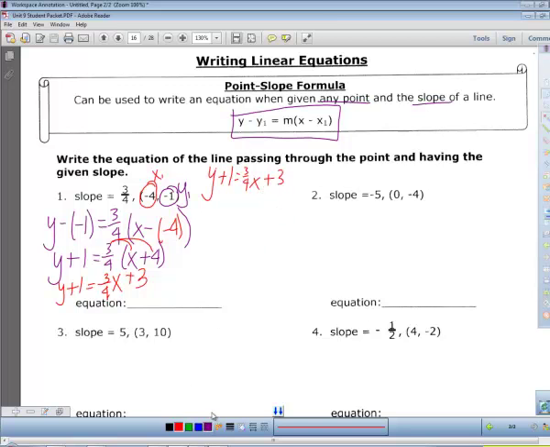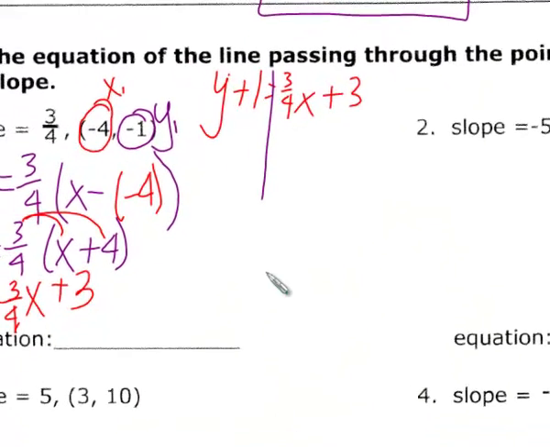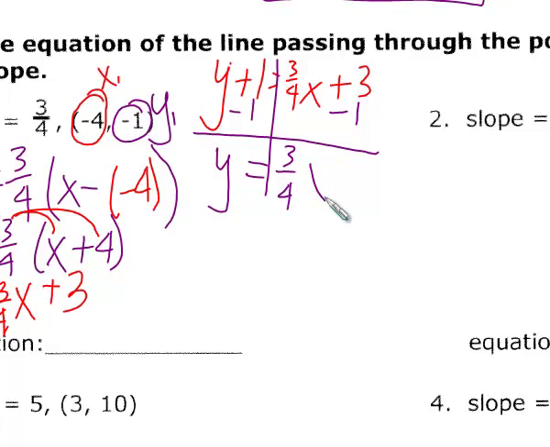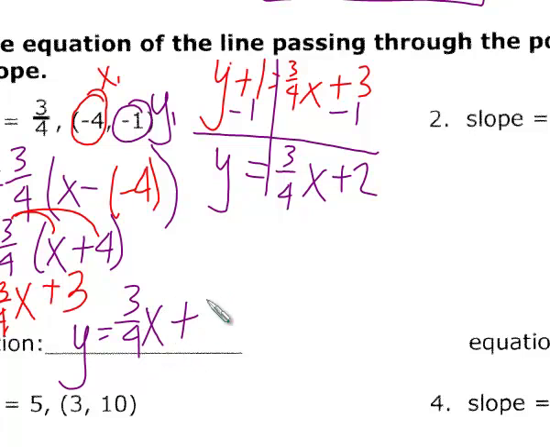Well, in solving this equation, we need to get y by itself. So in order to do that, I'm going to subtract 1, subtract 1. What I do to one side, I've got to do to the other. So I'm left with y on the left equals 3/4 x. 3 minus 1 gives me a positive 2. So that is my equation that I'm going to write right here. So y equals 3/4 x plus 2.